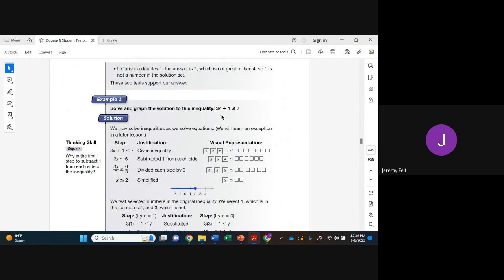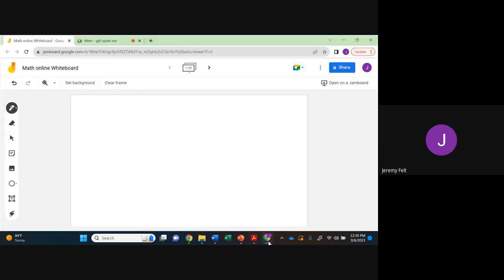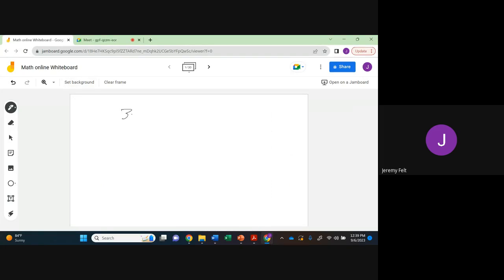Okay, let's look at this one. 3x plus 1 is less than or equal to 7. Again, let's not pay attention to the inequality sign right now. Let's just isolate the variable. We want to get x by itself. We've done this in the past. So I have plus 1, so I do minus 1. 1 minus 1 is just 0. I have 3x. 7 minus 1 is 6.